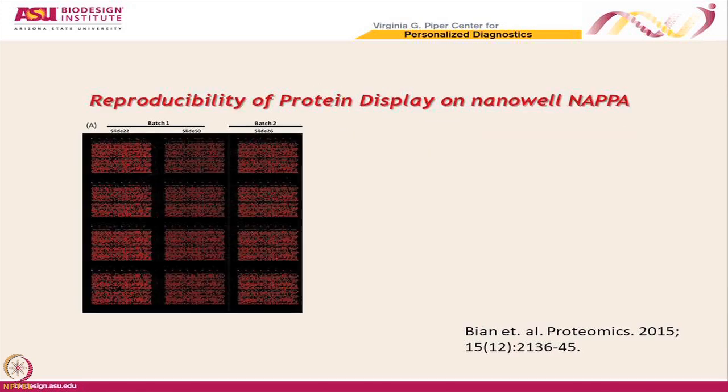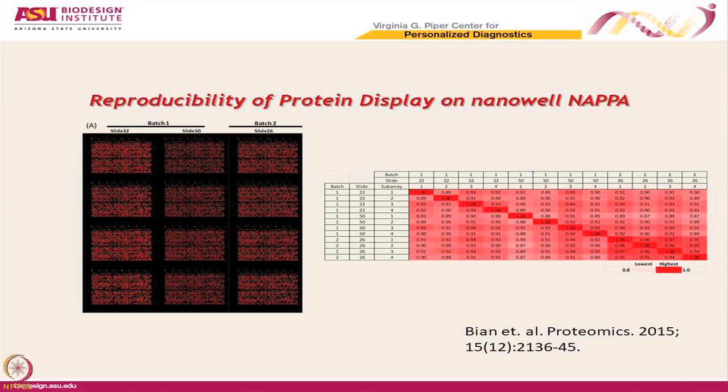This is just to kind of assure you that we can print these arrays very reproducibly, because that's one of the things that you want to be able to do. So I don't know if you can see this in this light, but this is a single slide array that has four subarrays on it. Each of these subarrays contains 4,000 different spots. So we have 4,000, so a total of 16,000 spots on this slide. And we've repeated it in one batch or in a separate batch. And then what we've done is we've done an interaction map, you know, the kind of correlation coefficients that I've been showing you throughout the course, every day versus every other day.